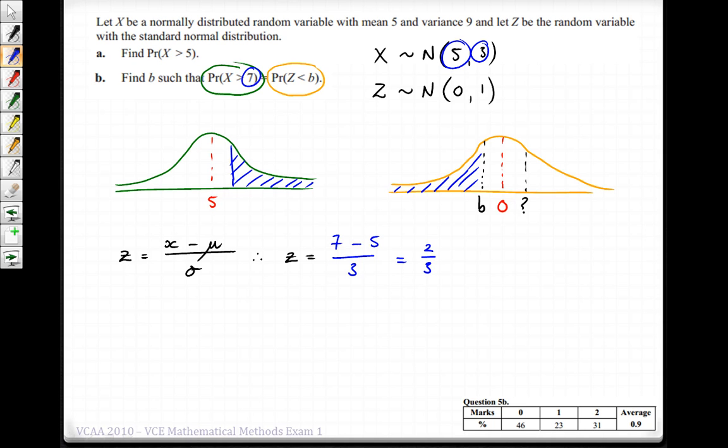So that should come out to be 2 on 3, but we want Z less than b. If we did that at the moment, we would include all of the yellow area, which is incorrect, because obviously the yellow isn't the same as the blue on the left-hand side diagram. So what we want to do is essentially take the negative of this. So we want b equals negative 2/3. And that's our final answer for this question.